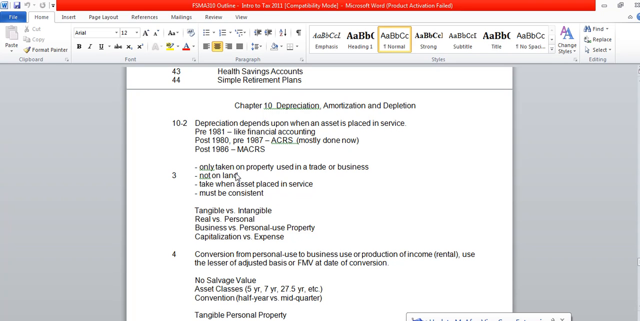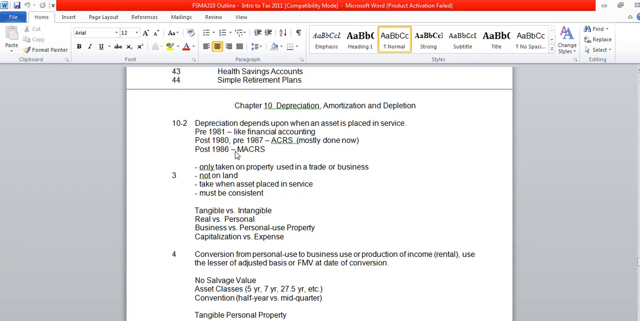You can see that we talked about all of these items in depreciation: pre-1981, post-1980, and pre-1987 ACRS, which mostly is done. This, believe it or not, there's still some of it, but that's all done. And after 1986, we call it MACRS depreciation. Okay. Depreciation is only taken on property used in a trade or business. The personal use of assets, not depreciable.